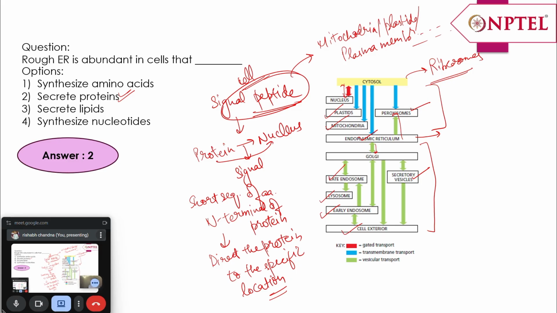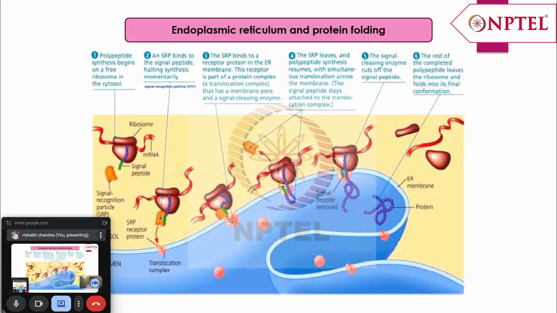Okay, so let's move on to another concept, that is how the endoplasmic reticulum helps in protein folding. As I told you, there is a concept of signal peptide that actually gives us the signal of which organelle the protein will be present in.